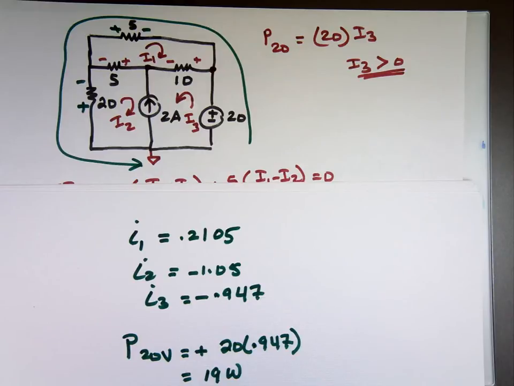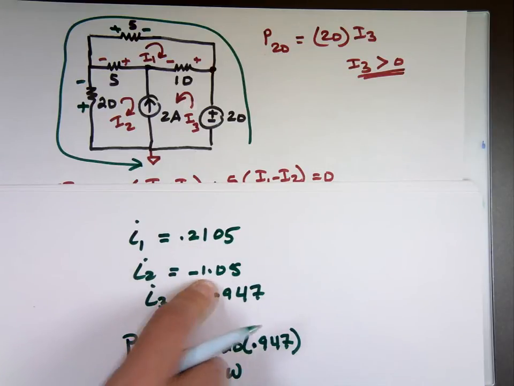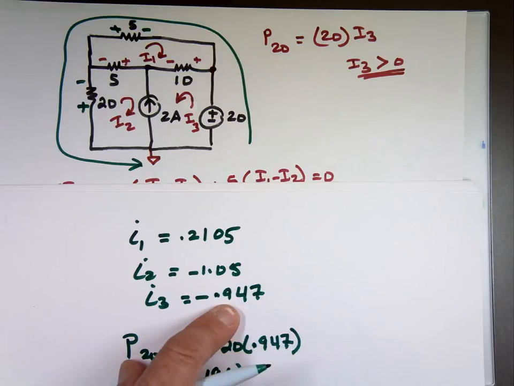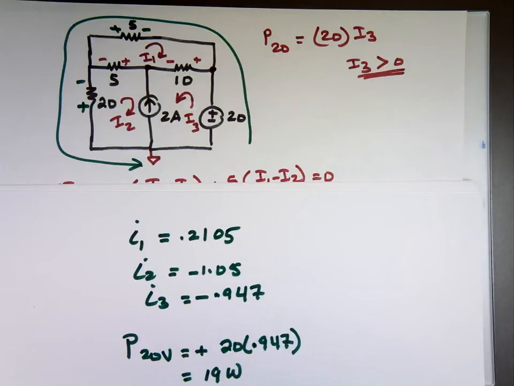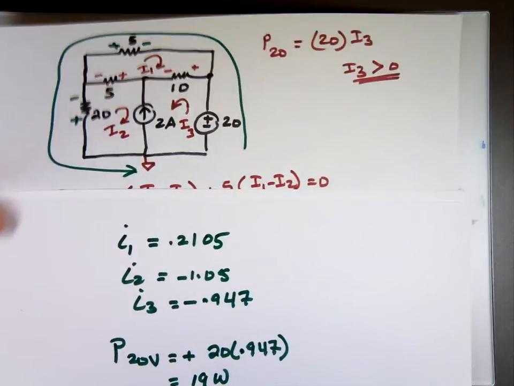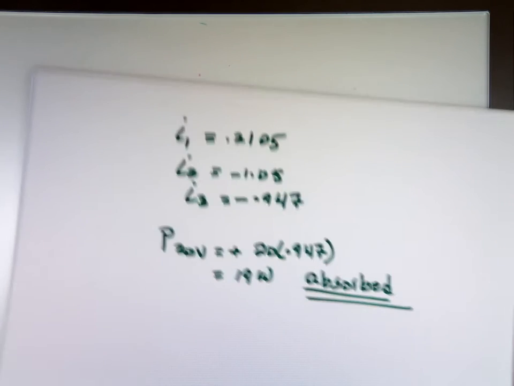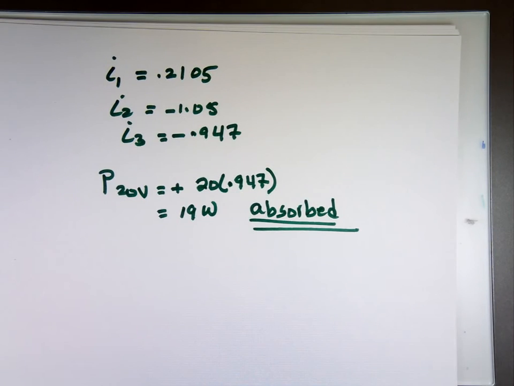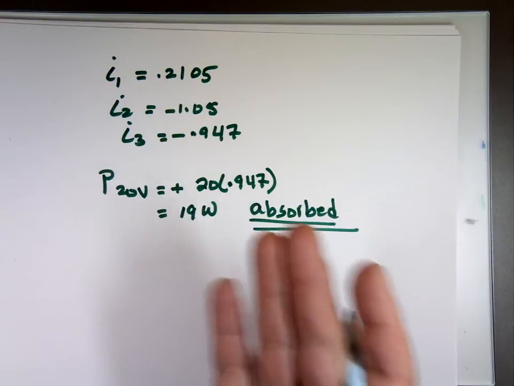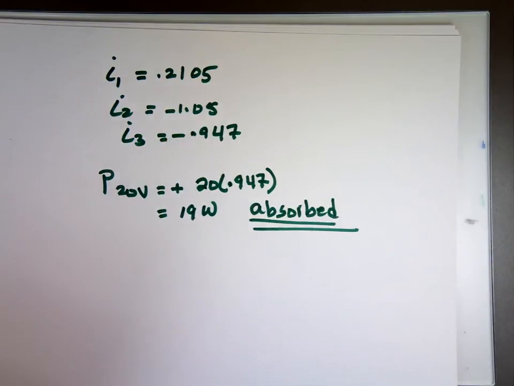They have positive 0.95. They have 0.21, negative 1.05, positive 0.95 for a solution. I got negative 0.95. That's according to the calculator. So it should be absorbed, not supplied. Their answer came up positive, so they assume it's actually, wait, let's see. Oh, they defined their current down as positive, so that's the same answer.